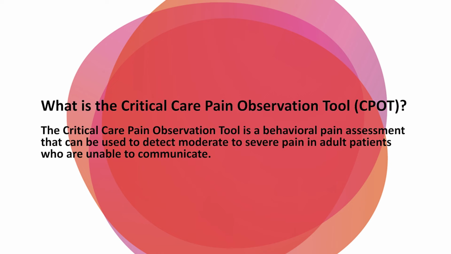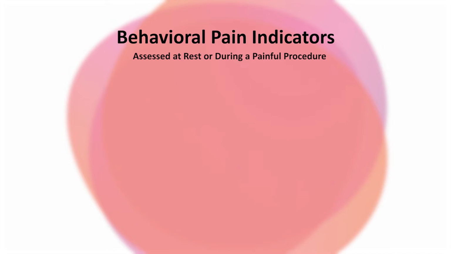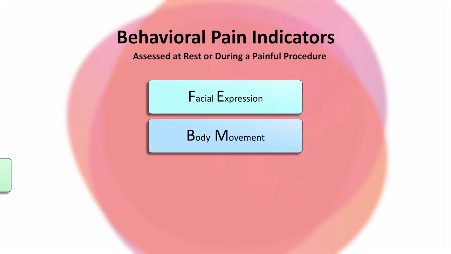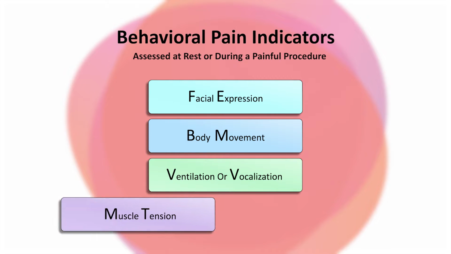The Critical Care Pain Observation Tool is a behavioral pain assessment that can be used to detect moderate to severe pain in adult patients who are unable to communicate. The CPOT assessment can be done at rest or during a painful procedure. It focuses on 4 behavioral indicators of pain: facial expression, body movement, ventilation or vocalization, and muscle tension.